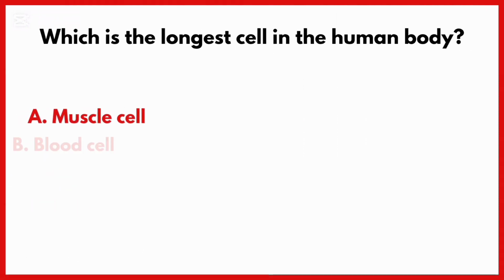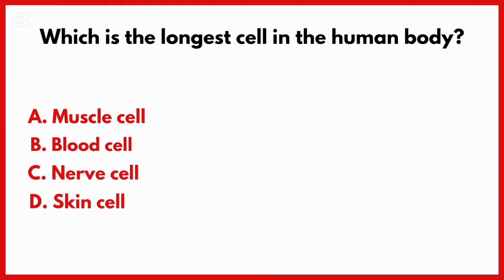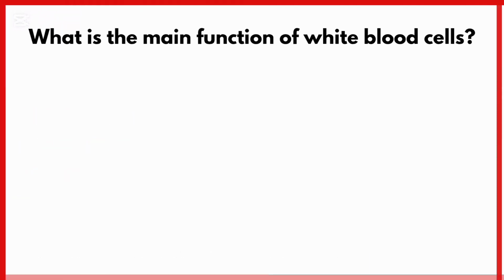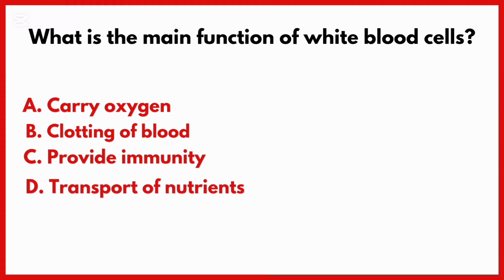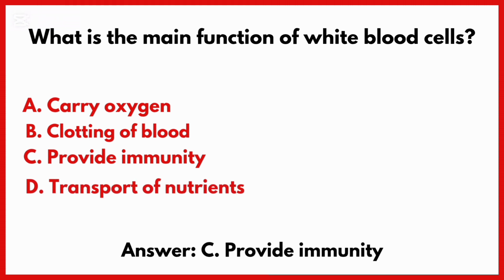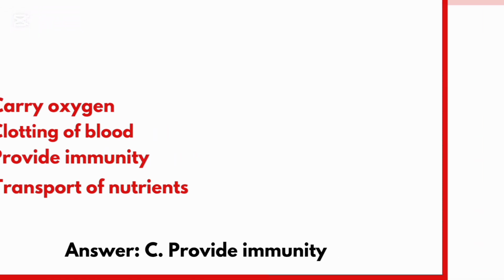Which is the longest cell in the human body? Correct answer is option C, nerve cell. What is the main function of white blood cells? Correct answer is option C, provide immunity.